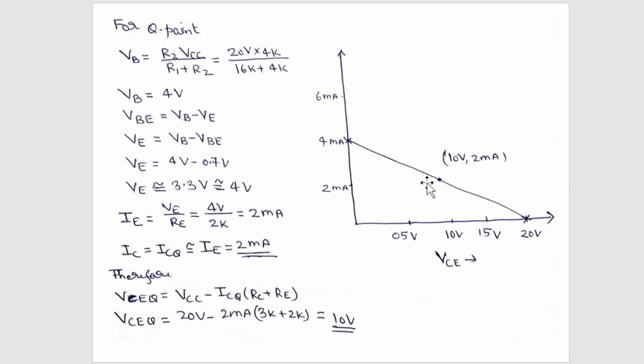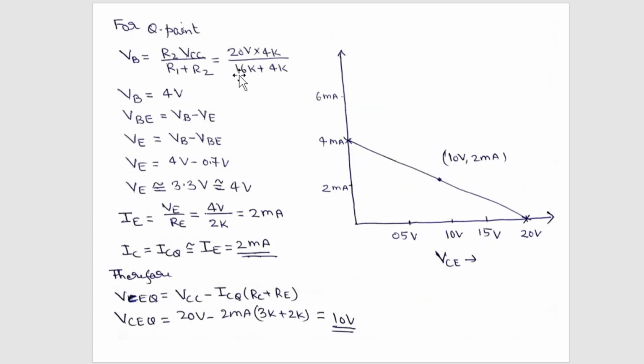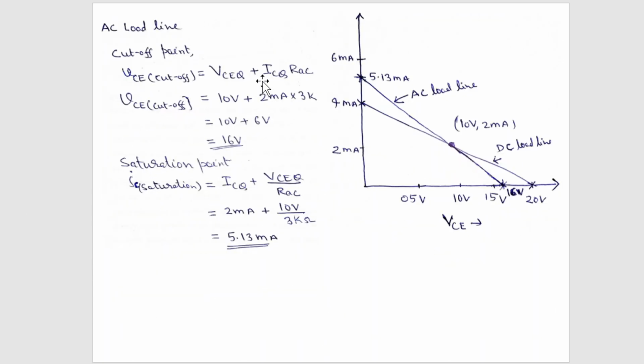Now we have drawn the DC load line and we have found the value of Q point, so we can draw the AC load line. The cutoff point for the AC load line is small v capital CE. Why are we choosing this? Because we are now superimposing an AC signal. So one end point can be written as capital V CEQ plus ICQ times RAC, where RAC is the AC load resistance. VCEQ, one of the Q point values, is 10 volt, plus ICQ, the other Q point value, 2 milliampere, multiplied by the AC load resistance.